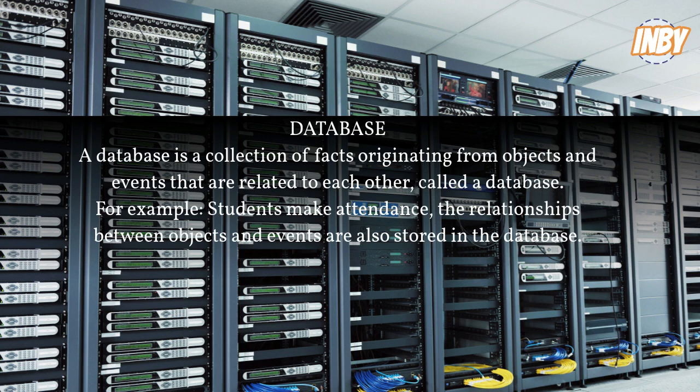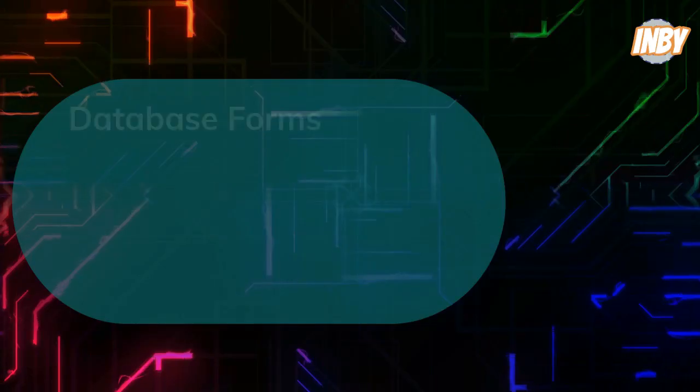Database. A database is a collection of facts originating from objects and events that are related to each other, called a database. For example, students make attendance. The relationships between objects and events are also stored in the database.